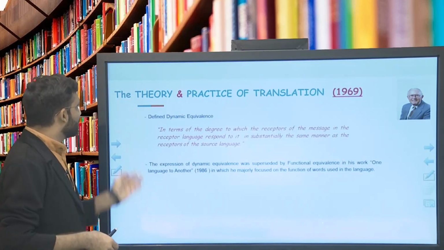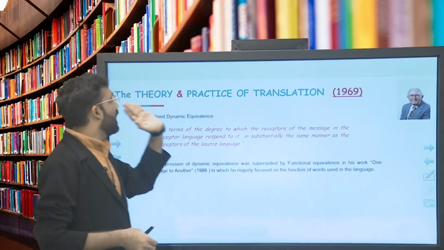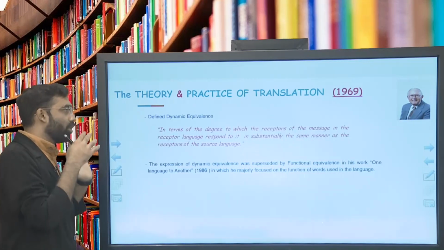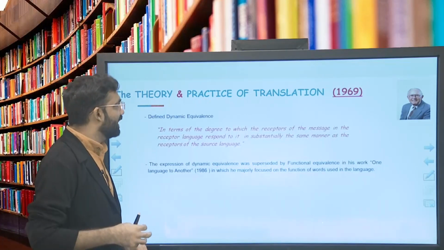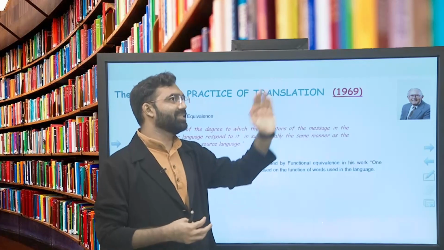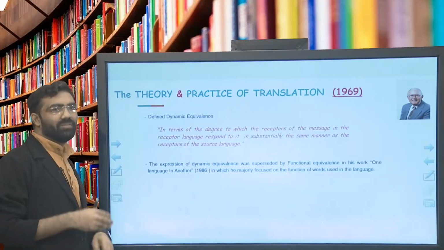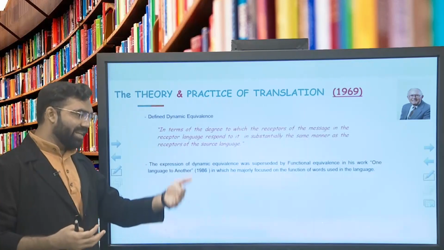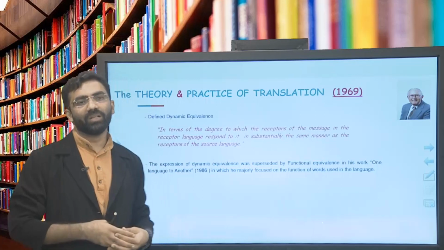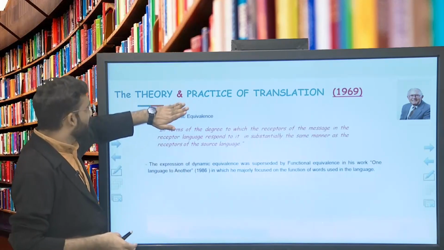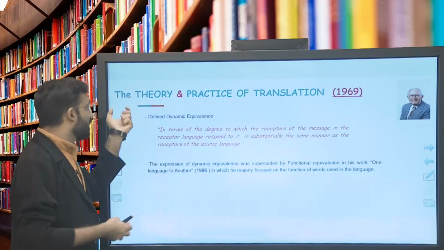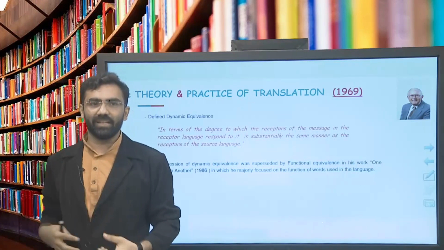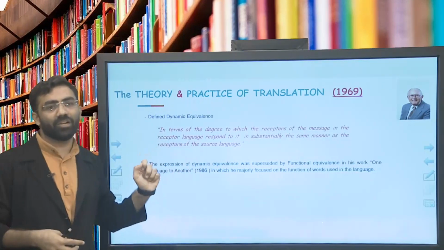So next, he comes up with the Theory and Practice of Translation. This is a very important book for students of translation studies. This text comes in 1969. Till then, he had not given a specific definition of dynamic equivalence. He had used this word various times, but if you remember, in the last text he talked about dynamic relationship, not dynamic equivalence. He had not defined it.